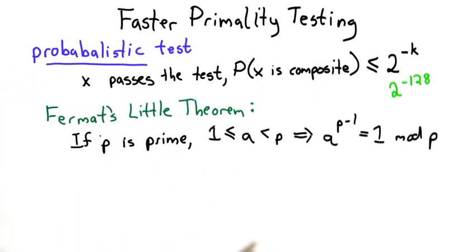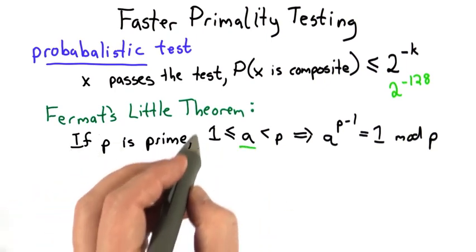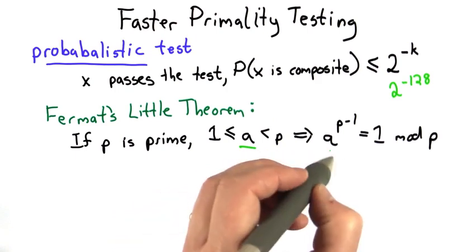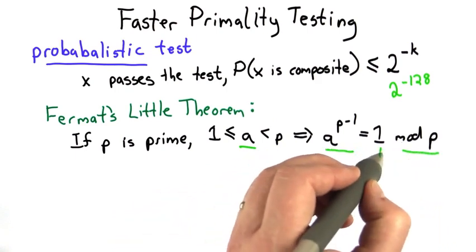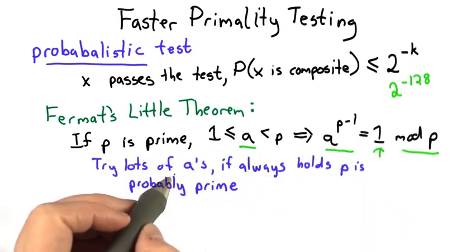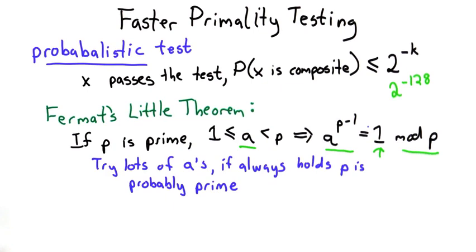One useful theorem about prime numbers is Fermat's little theorem, which states that if p is prime, and we select some number a between 1 and p, and raise a to the p minus 1 power modulo p, the result must always be 1. So maybe we could try lots of a's, and if this equation always holds, that a to the p minus 1 is congruent to 1 mod p, well, that would mean that p is probably prime.